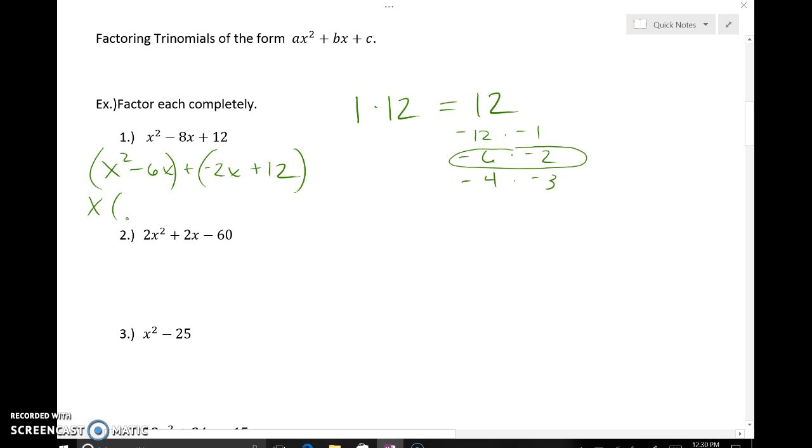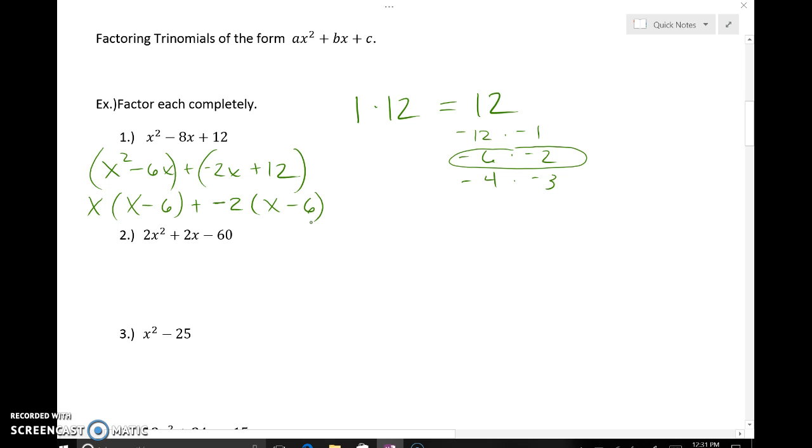What would I multiply x by to get x squared? 1x. What would I multiply x by to get negative 6x? Negative 6. Move to the second binomial, keeping the plus sign to separate. They both seem to have a negative 2 in common, as I could divide both of these by negative 2 and get a whole number. So I get a negative 2 out front. What do I multiply negative 2 by to get negative 2x? Well, that's an x. What do I multiply negative 2 by to get positive 12? That's a negative 6.